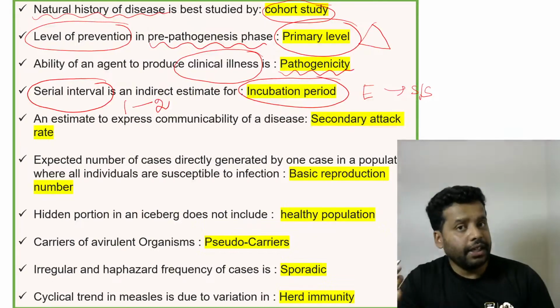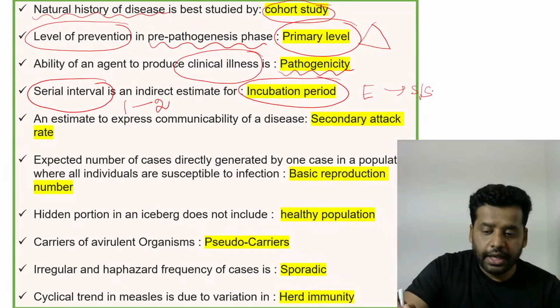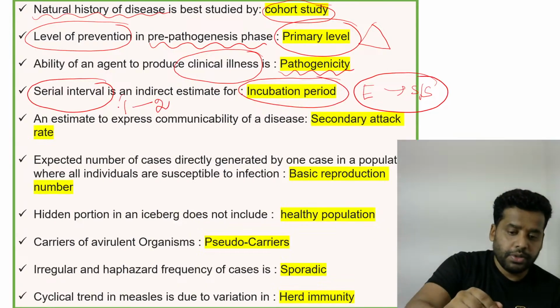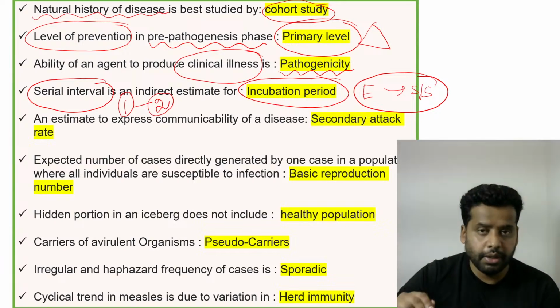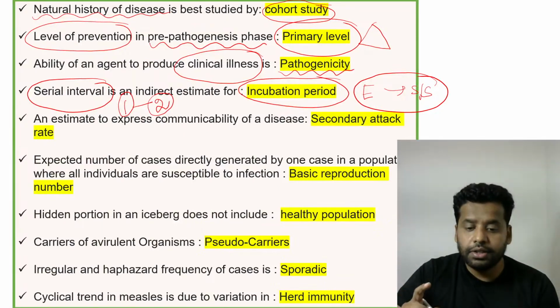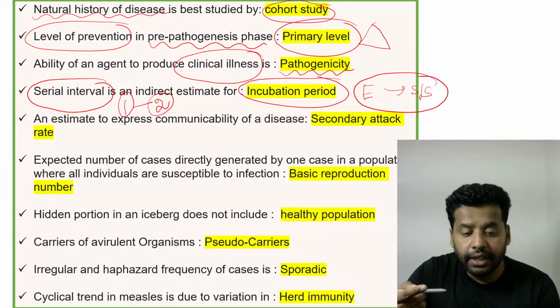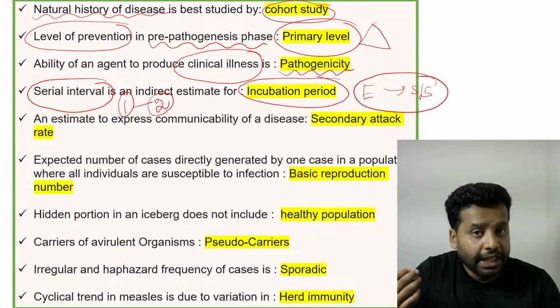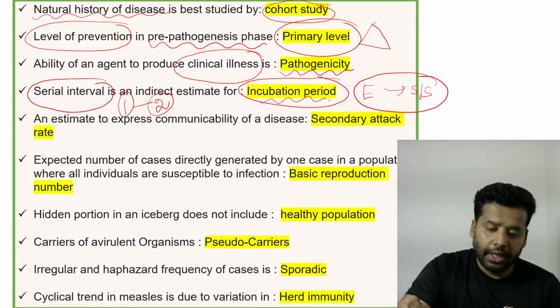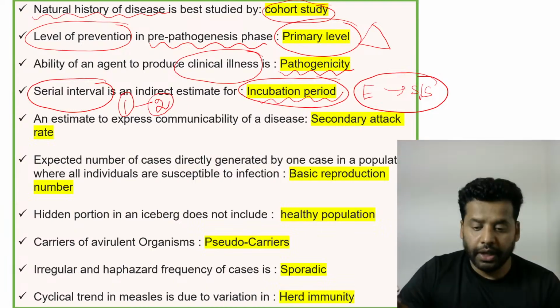Nothing but serial interval. That is an indirect estimate of incubation period. First there is exposure, then there are signs and symptoms, nothing but incubation period. So if they ask this question, serial interval is an indirect estimate of what? The answer is: it is an indirect estimate of incubation period.